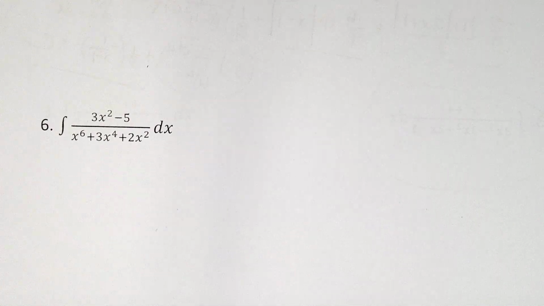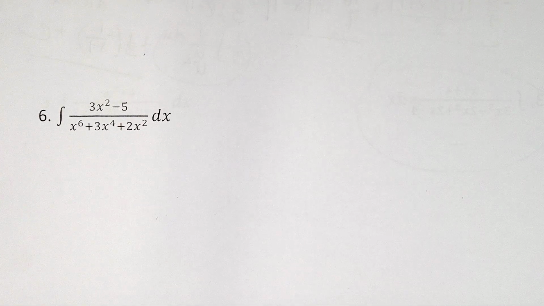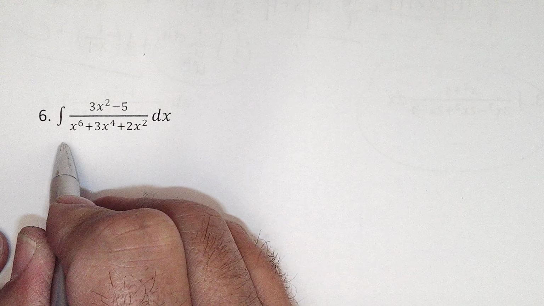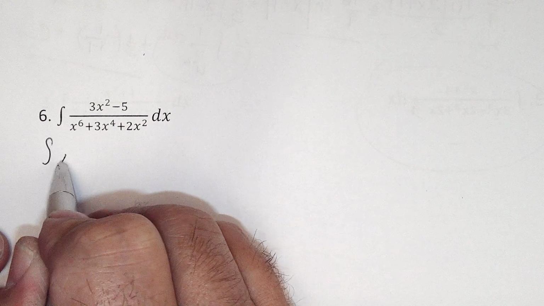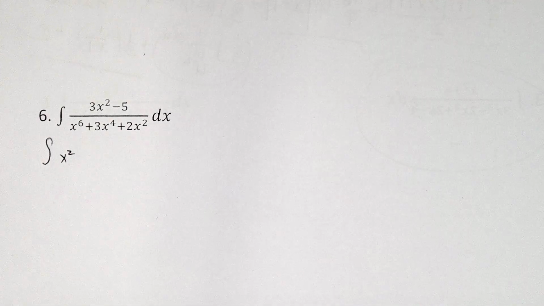Okay, so we got one problem left. This one's a little bit messy, not horrible, but it's not very nice either. Okay, there's an x squared in all these, so we pull it out. Actually, I'm going to pause and do this one separately because I need to go.